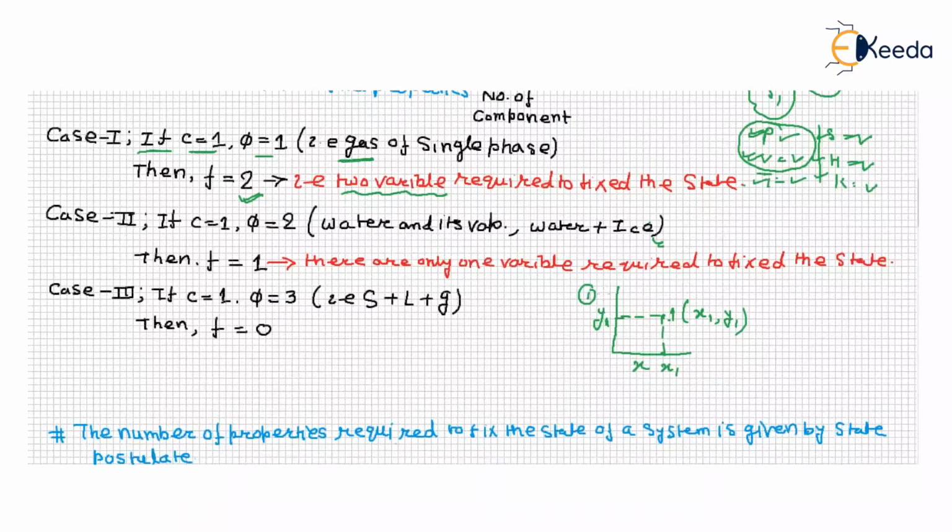Case number two, a single component and double phase system. If you select a system like a single component and double phase, what is the example? Water and its vapor. The component is 1, that means H2O, but the phase is 2. What are the phases? Liquid and gas. Or liquid and solid, these are two phases but a single component. What is the degree of freedom? What is the minimum number required to fix the state? It is 1, according to Gibbs law. That is, there is only one variable. Here there are two variables, here only one variable is required to fix the state. See the beauty.